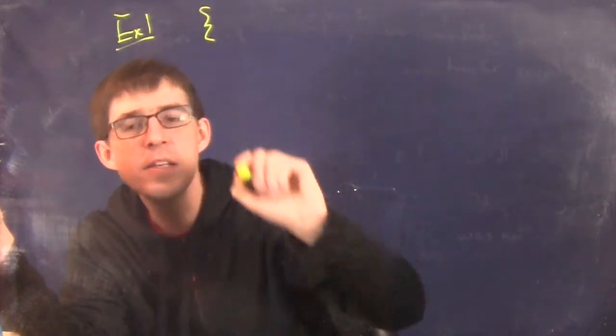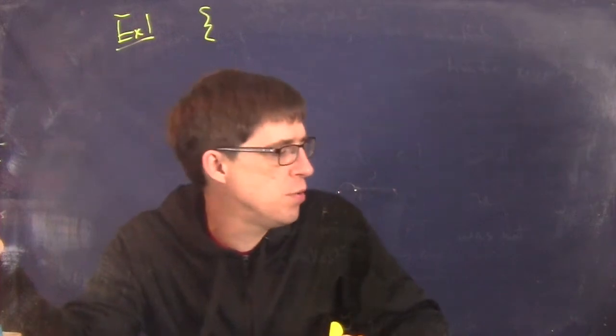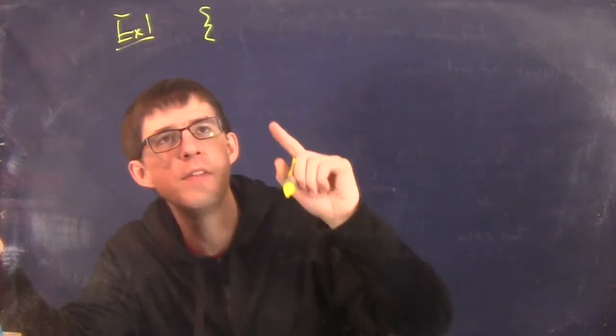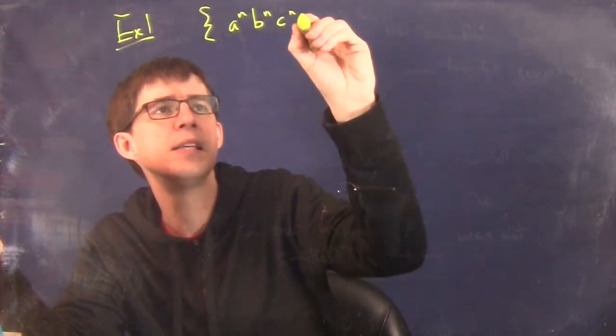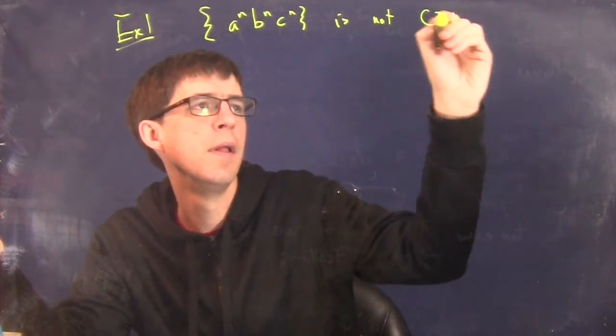Everybody's favorite example: if a stranger approaches you and asks you for an example of a language that's not context-free, this is what you should say. A to the n, b to the n, c to the n. This is not context-free.